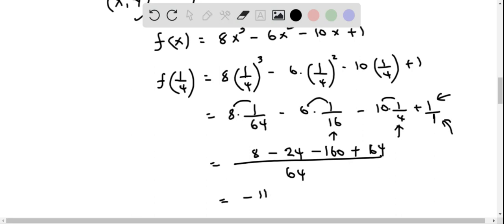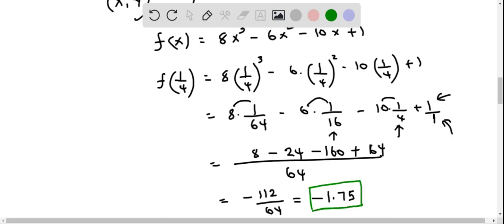This is negative 112 divided by 64, and this is equivalent to negative 1.75. So this is the y value of the inflection point.